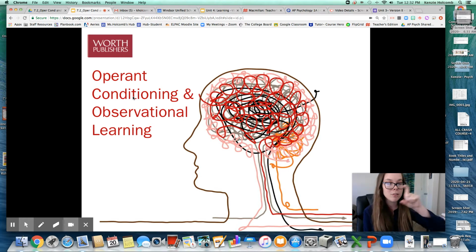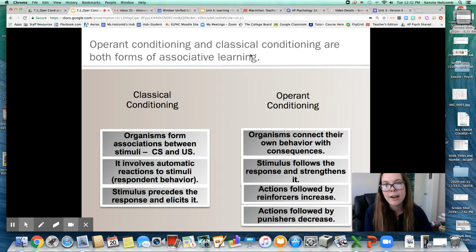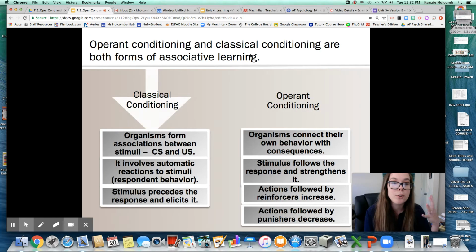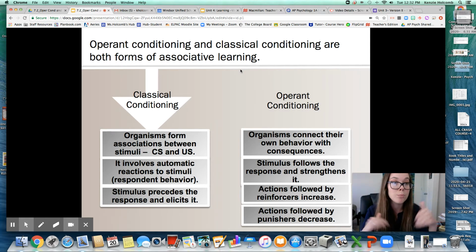In your notes, I would definitely make a little squiggle and label this as operant conditioning. You want to definitely know the difference of both. Okay, all right, so just to remember, here are two really good columns of how they are different. First, operant conditioning and classical conditioning are, again, both forms of associative learning. Associative learning is the umbrella, and classical and operant conditioning both fall under it.